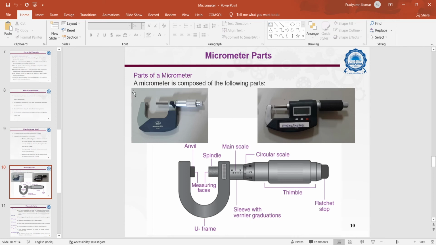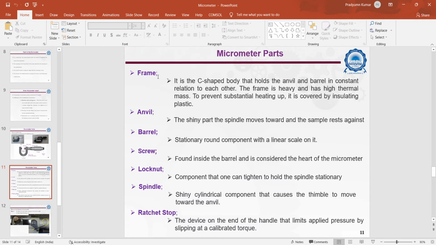So, micrometer parts. A micrometer is composed of the following parts. First one, this is the anvil. This one is the spindle. This is the U frame. This is the measuring faces, and this is the main scale. This is the circular scale. This is the thimble. This is the ratchet stop, and this is the sleeve with vernier graduation. So here we show the micrometer. Now, we will discuss the micrometer parts one by one.